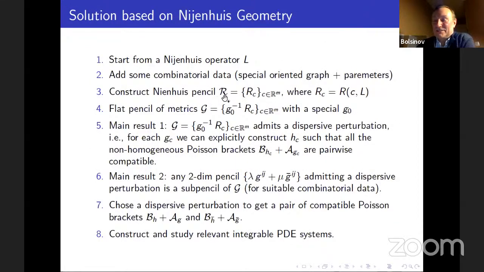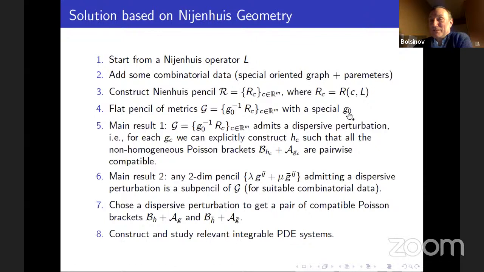We construct the following rule from this data, the Nijenhuis pencil. So elements of this pencil depend on these parameters and one fixed Nijenhuis operator L. This is just a combination, it's kind of tricky, but given by explicit formulas.